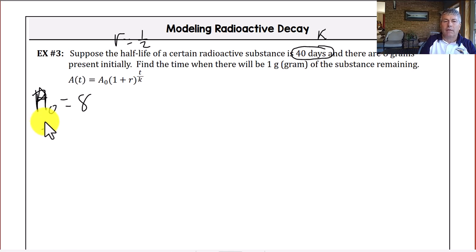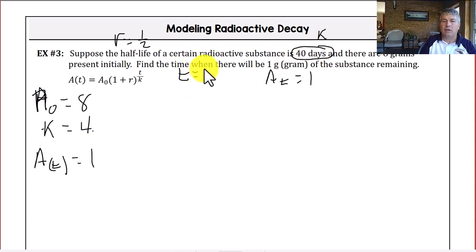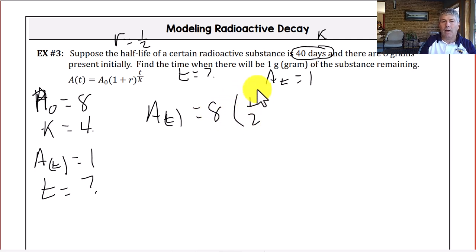Our k is 40 days. Find the time when there will be 1 gram of substance remaining. So that will be our A sub t equals 1. We want our output to be 1. And we want to find the time, so t must be our unknown. Putting everything into our function, we get A sub t equals 8 times 1/2 to the t over 40. Well, A sub t is 1. Our y is equal to 1. We want to find out when it's equal to 1.